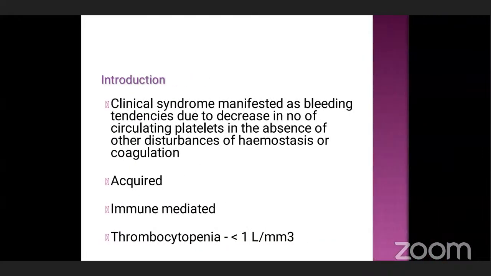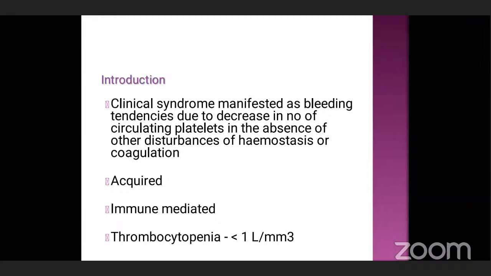First of all, what is ITP? It is a clinical syndrome manifested as bleeding tendencies due to a decrease in the number of circulating platelets in the absence of other disturbances of hemostasis or coagulation. That means there should not be any clotting factor deficiencies, and there should not be any von Willebrand factor deficiency. So if all the other disturbances of hemostasis or coagulation are ruled out, and there is a decrease in the number of circulating platelets, then we can say that the child is having ITP.